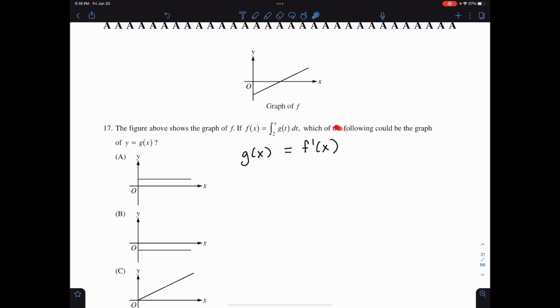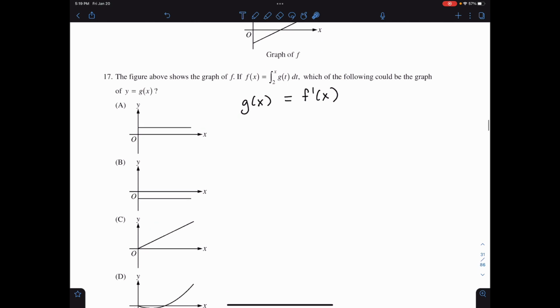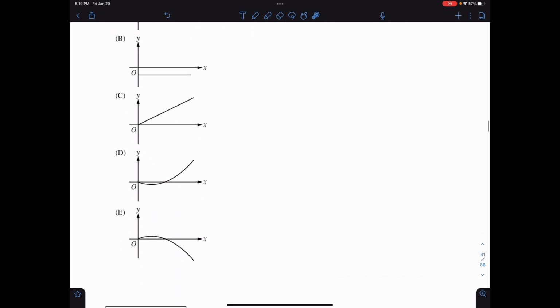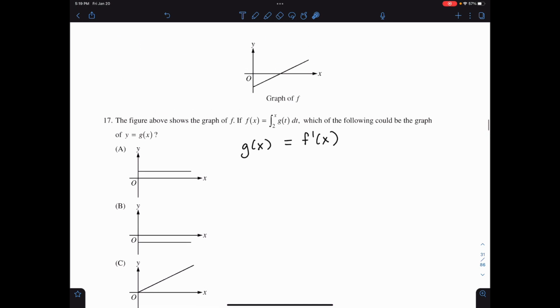So thinking about it this way, now I need to figure out which one of the graphs below, A, B, C, D, or E, is the derivative of this graph of f. And if you remember, the derivative gives us the slope.